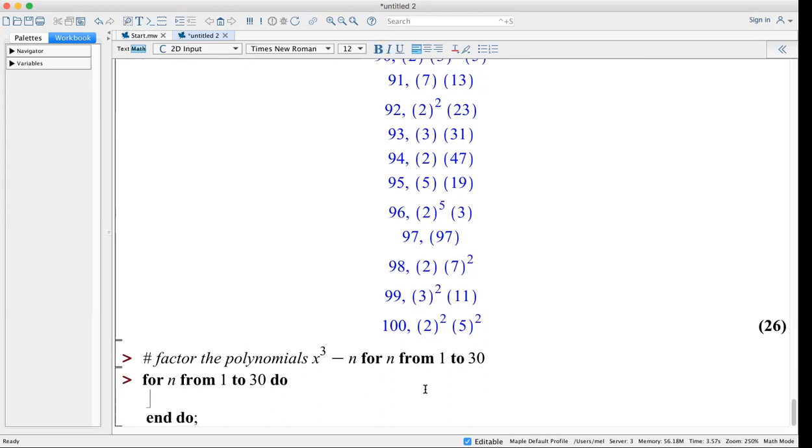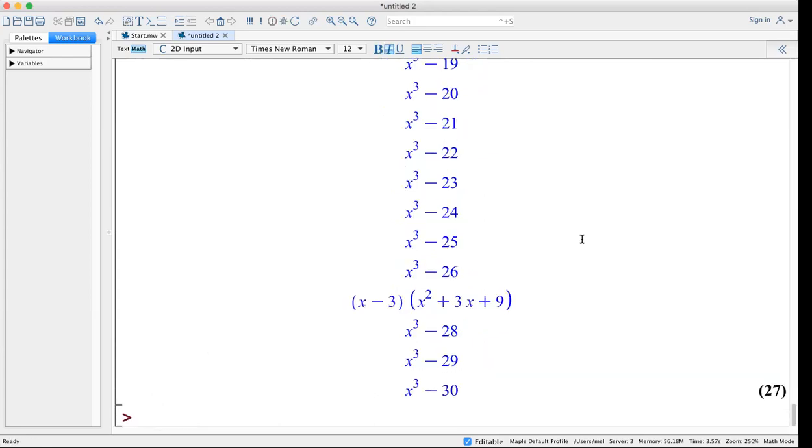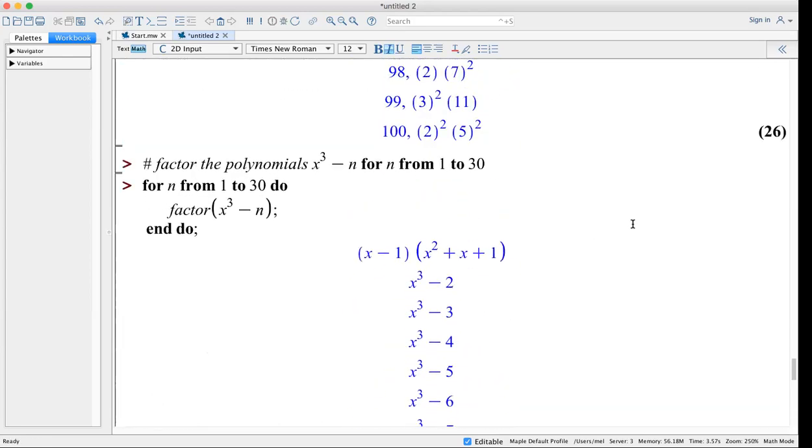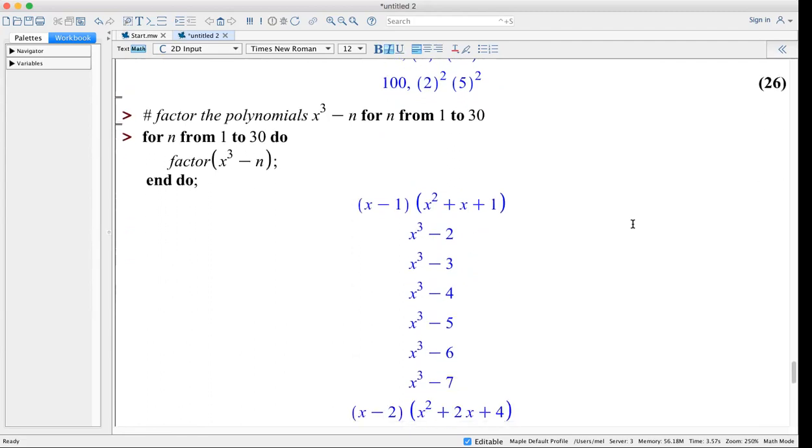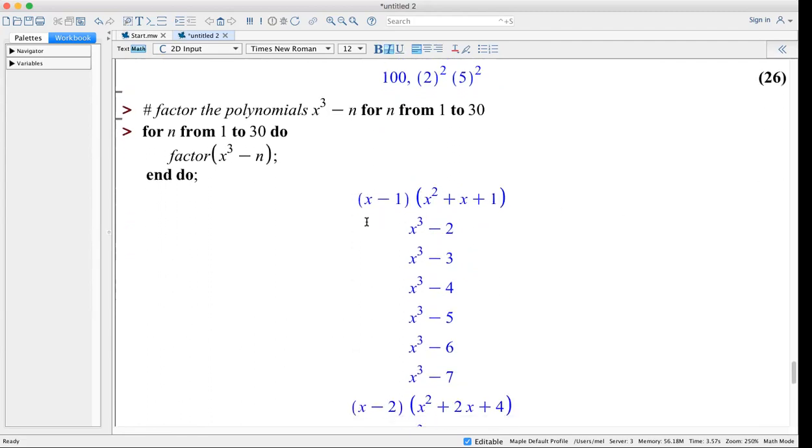Let me go back up now. And what I want to do is factor the polynomial x cubed minus n. So it seems most of these can't be factored at all. Just so, this is n equal 1. This is x cubed minus 1.